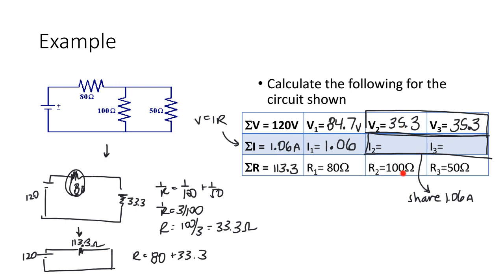Now that we know that, we can do V equals IR to find our current. If we did this right, they should share 1.06 amps of current. Let's check it out. 35.3 divided by 100 is 0.353. 35.3 divided by 50 is 0.706. We can check our work. 0.353 plus 0.706 gives me 1.06 amps. There we go. We have solved it.